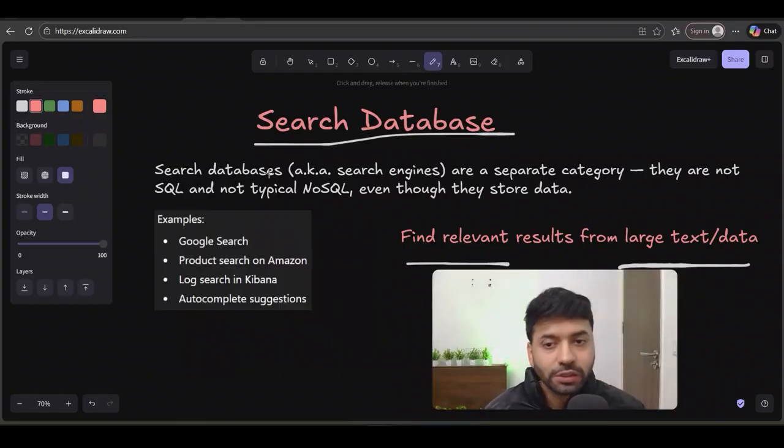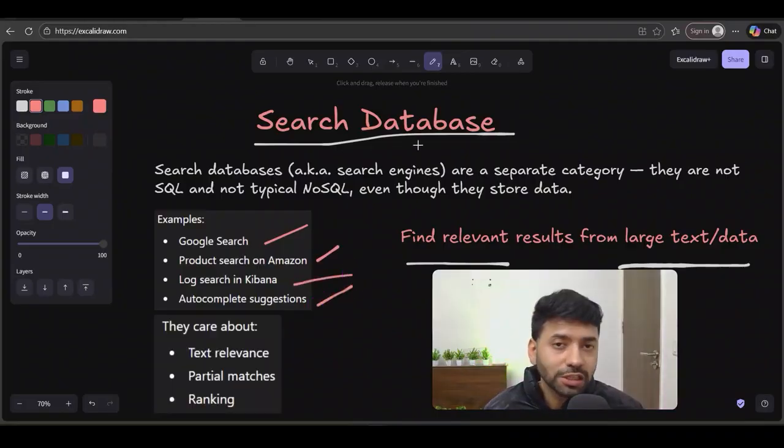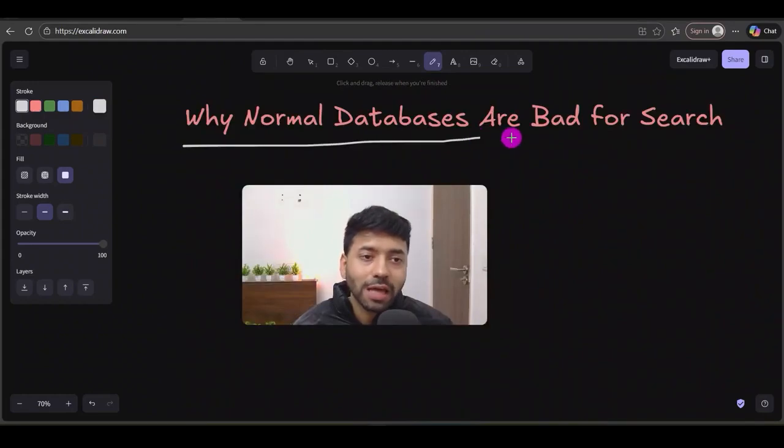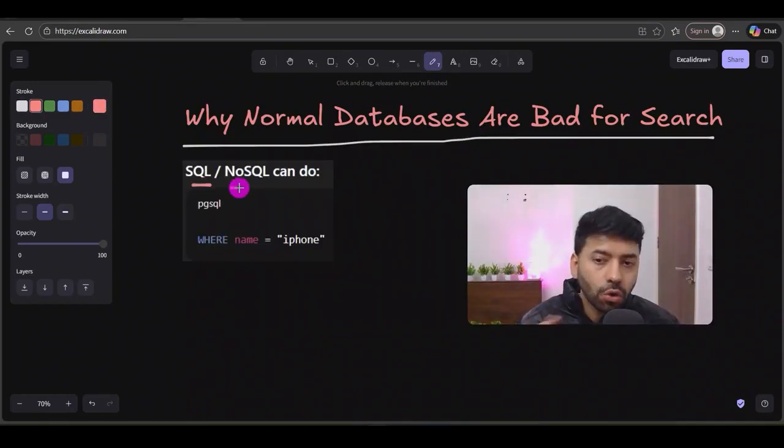Some of the key usages of search database are Google search, or the product search that you do on Amazon, log search, and autocomplete suggestions. What the search database cares about is text relevance, partial matches, and ranking. Now a simple question that comes to mind is, why are normal databases bad for this kind of search? So basically SQL or NoSQL, they can do something like this. You can search with the WHERE clause and put whatever field is there and then put the value, right?